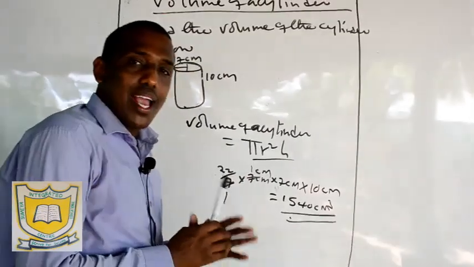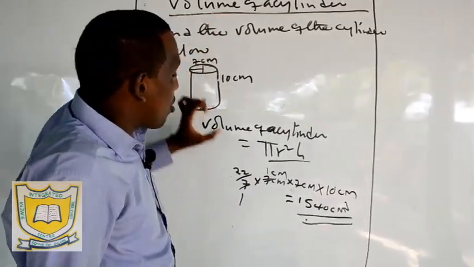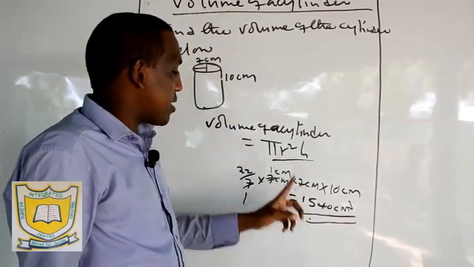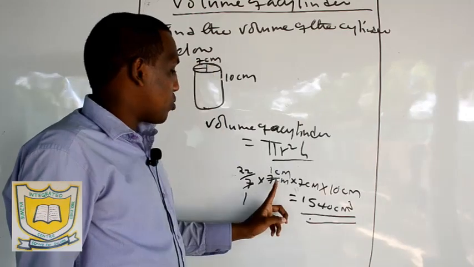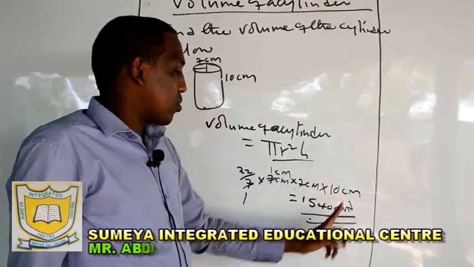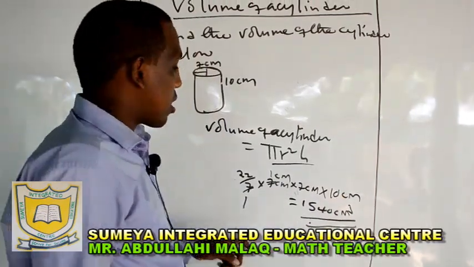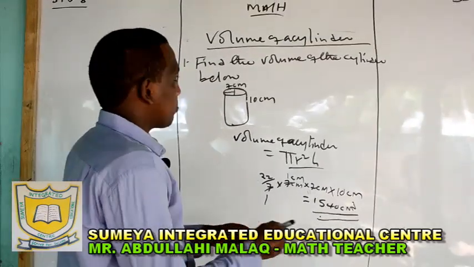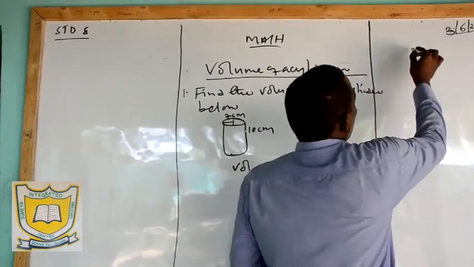So the formula is πr²h. You get the area of the circle, πr², then times the height. The radius 7 times 7 times the height, we get 1540 centimeters cubed. That is how we get it. Let us find another question. Let us also find this one.